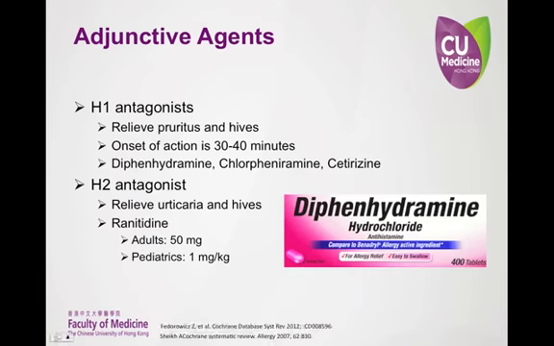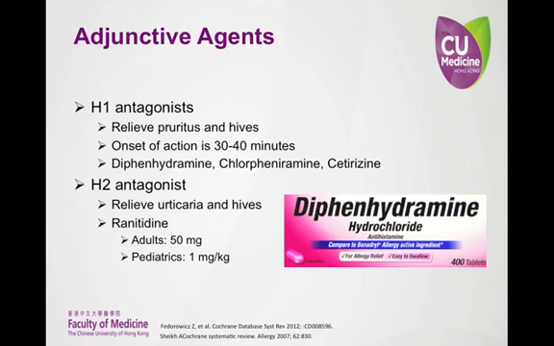Now, let's talk about other adjunctive agents that can be used during an allergic reaction. H1 antagonists can be used primarily for symptomatic relief of itching and hives. These take much longer than epinephrine to start working, with an average onset of action of over 30 minutes. IV will provide a faster effect than the oral route. There are many H1 antagonists to use, and no one agent is preferred over the other.